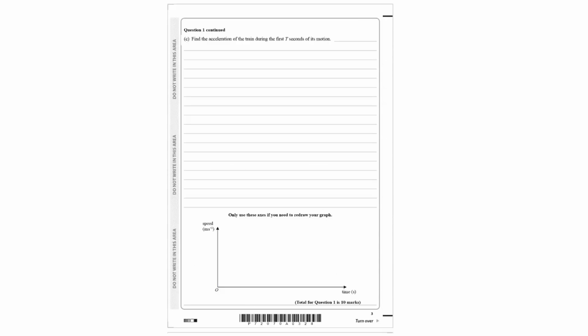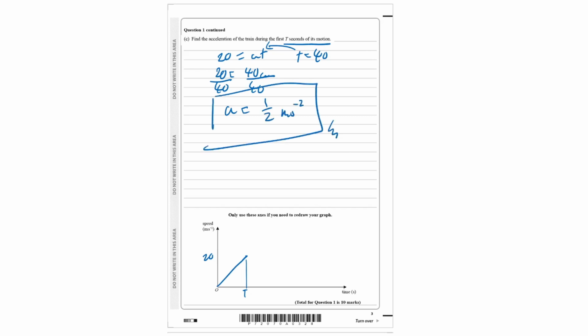Find the acceleration of the train during the first t seconds of its motion. So as seen before, if this is 20 and this is t, we know that 20 is equal to a times t. However, since we already found t in our last question to be 40, we simply input this here. So 20 is equal to 40a. We divide both sides by 40 to find what a is, and a is equal to 1 over 2 meters per second squared.